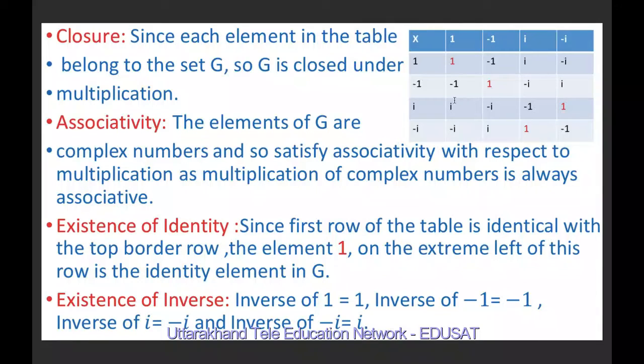Next, to write the elements of the third row, we will multiply the top border row by the element in the left border row, which is iota. Iota into 1 is iota, iota into minus 1 is minus iota, iota into iota is iota square, which is minus 1, iota into minus iota is minus iota square, and minus iota square is equal to 1.